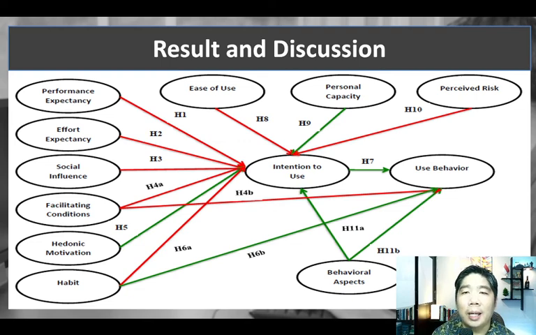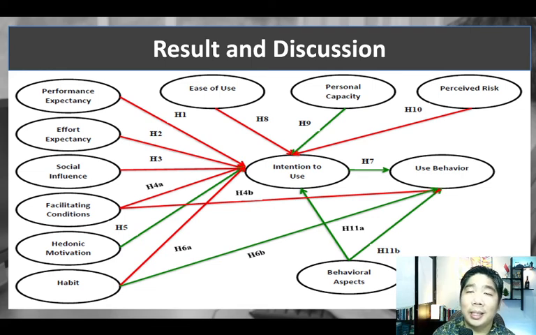Now we are going to hypothesis 11B. It's from the behavioral aspect to the use behavior. The behavioral aspect has a significant effect on the use behavior, just like the relationship between the behavioral aspect and the intention to use. The intensity of use 5 until 10 times a week also increases the effect of cashback, influencing users to buy more products than they want to because of the cashback program on another product.